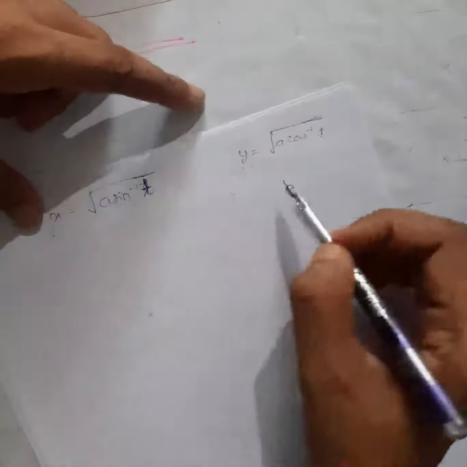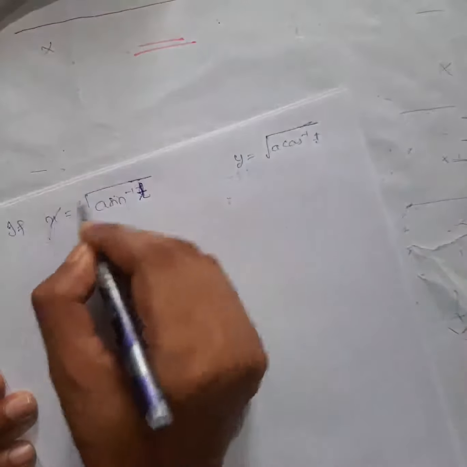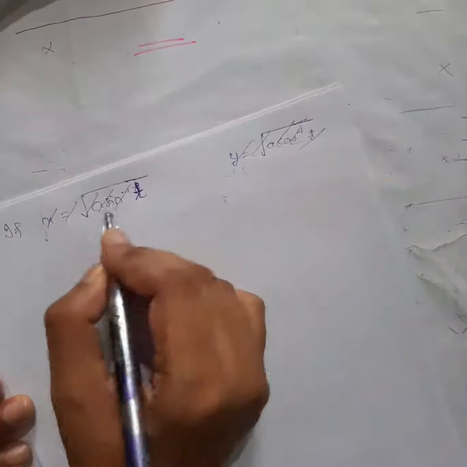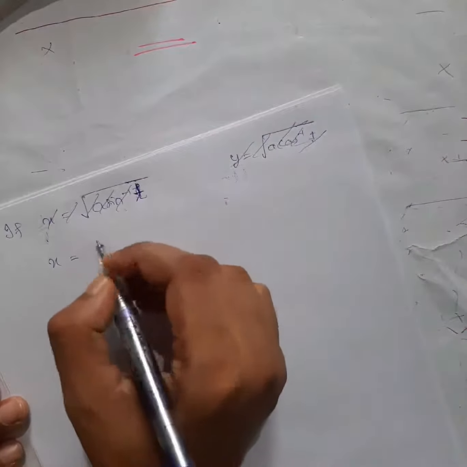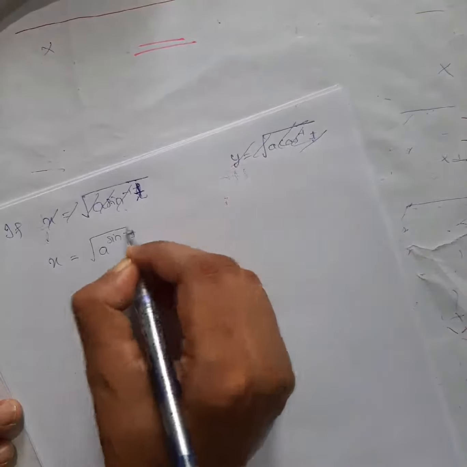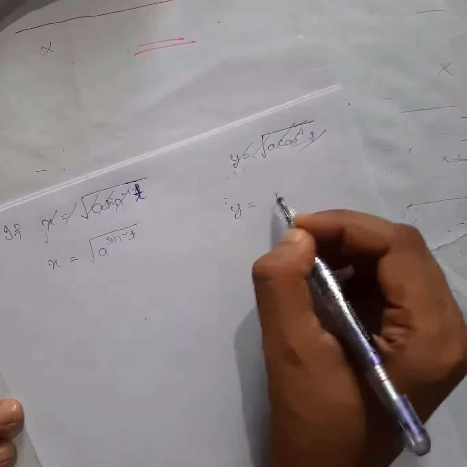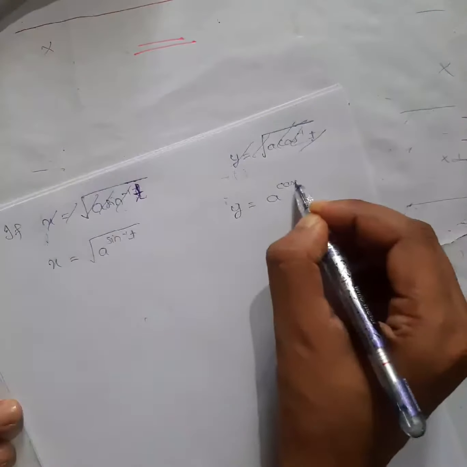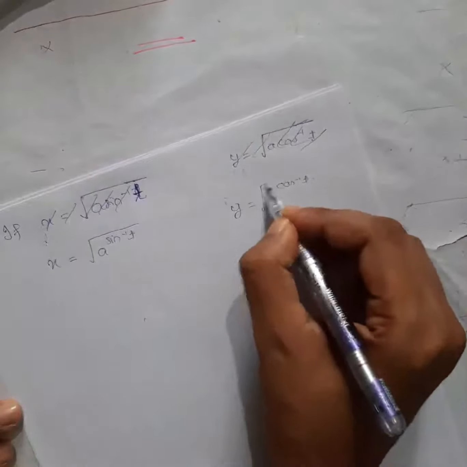But the problem here is, see carefully. This question is not correct actually. It should be a power here. x equal to a to the power sine inverse t, all under root, and y equal to a to the power cos inverse t, all under root.